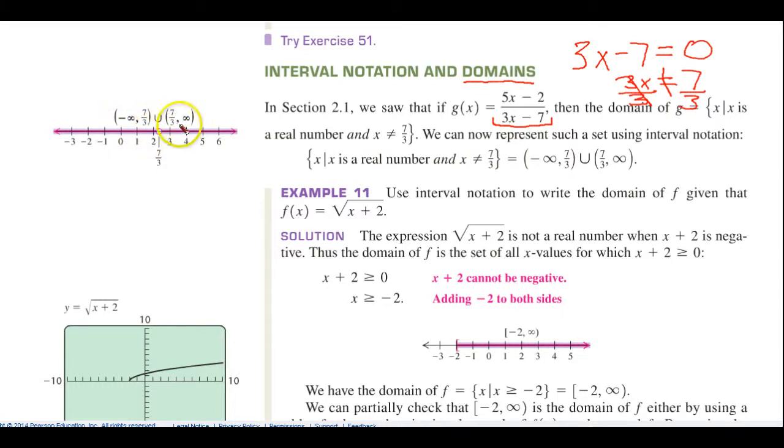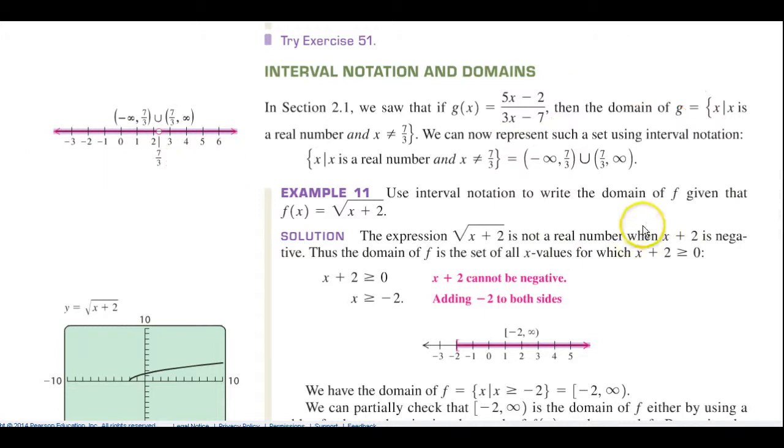So in writing this, what would be the domain then of this function? You would say it comes from negative infinity up to 7/3, but it doesn't include it, so you have a parenthesis. Then you have the union symbol. Then you start on the other side of it at 7/3 and go up to positive infinity. Okay?